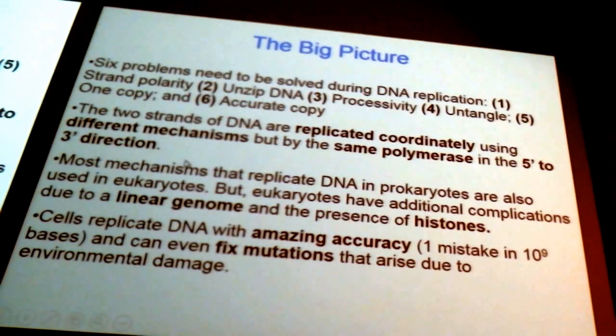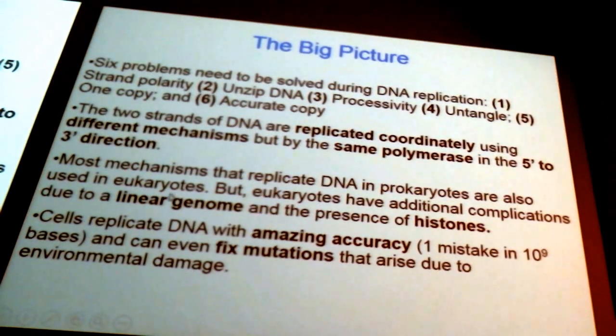Okay, so why all these problems of polarity? An important aspect that you have to remember is the way the cell solves this is by using the same machine that always makes DNA replicates in the 5' to 3' direction, but it does so slightly differently on both strands. The direction is still the same, okay, and we'll figure out how that coordinated replication happens.